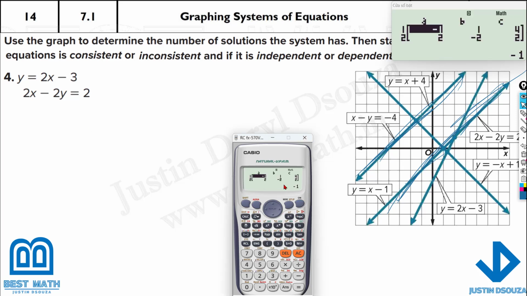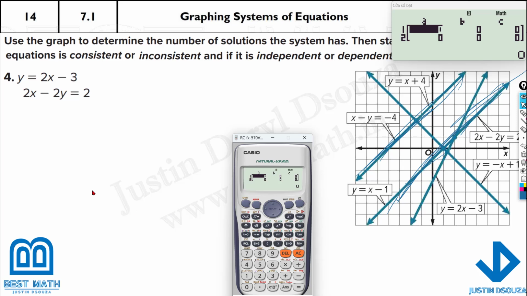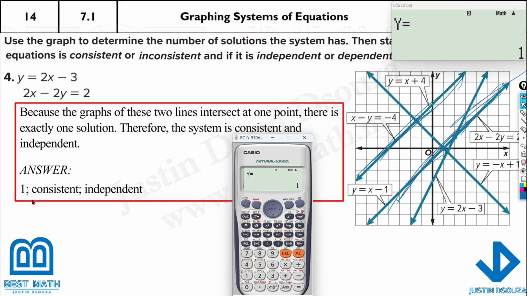What about the last one? Again, because we are in the simultaneous equation, it will open up. Otherwise, you need to press mode 5 1 and you will get this option. Now it will be minus 2, 1, and that is equal to minus 3. Here we have 2, minus 2 and 2. It's 2 and 1. That means there's a solution. They are intersecting. It should be consistent, independent, with one solution.